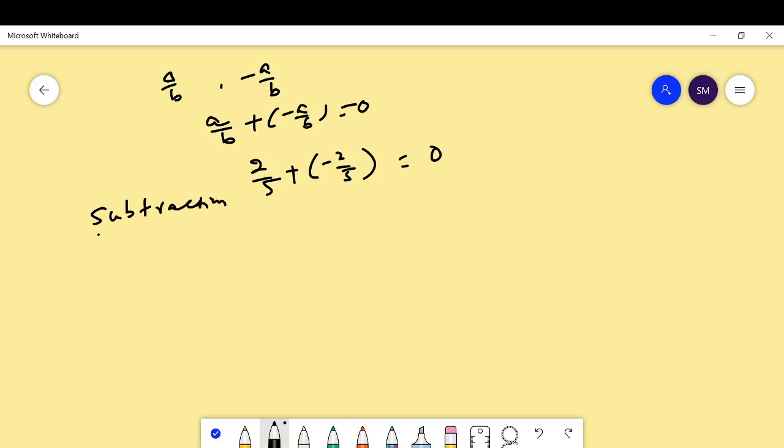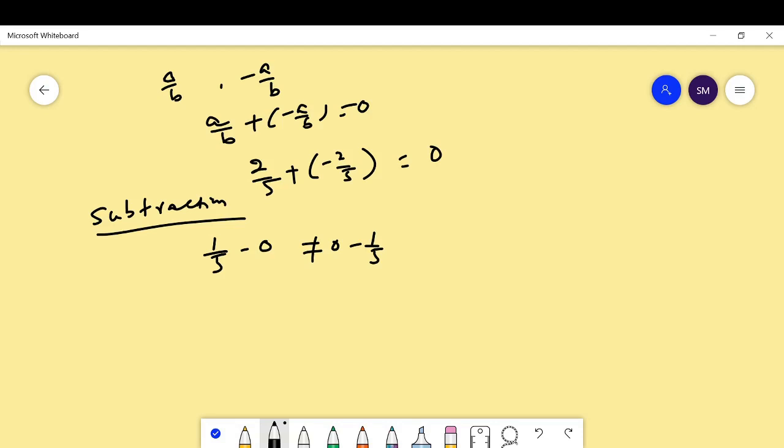Subtraction doesn't satisfy the commutative property, doesn't satisfy the associative property. Subtraction also doesn't satisfy the identity property. Means 1 upon 5 minus 0 is not equal to 0 minus 1 upon 5. Means subtraction doesn't satisfy the identity property. Also subtraction doesn't satisfy the additive inverse property.